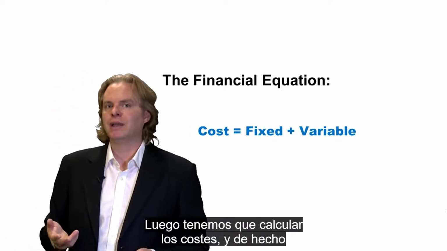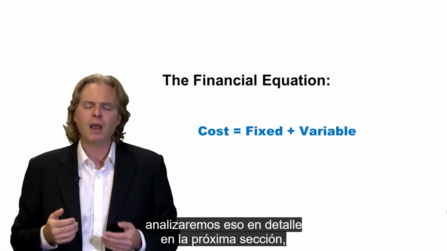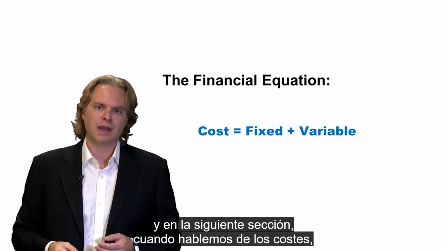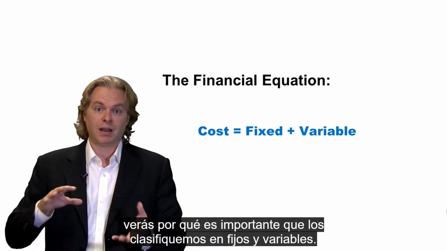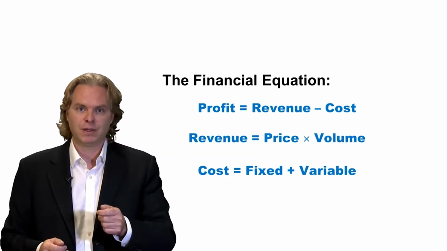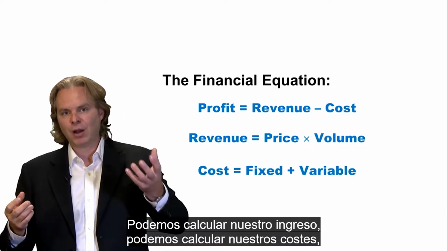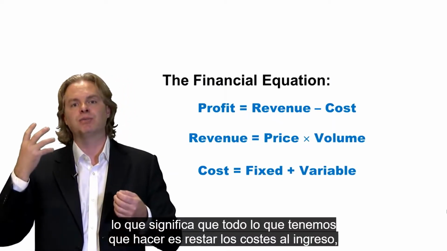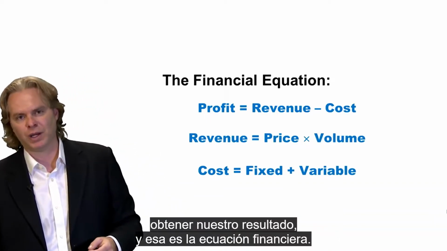Then we have to calculate costs, and we're going to be looking at that in detail in the next section. But costs is fixed plus variable, two kinds of costs. In the next section, when we talk about costing, you'll see why it's important that we classify them as fixed and variable. So revenue is price times volume, costs is fixed plus variable. Now we can calculate our revenue, we can calculate our costs, which means all we have to do is subtract our cost from our revenue, get our income, and this is the financial equation.